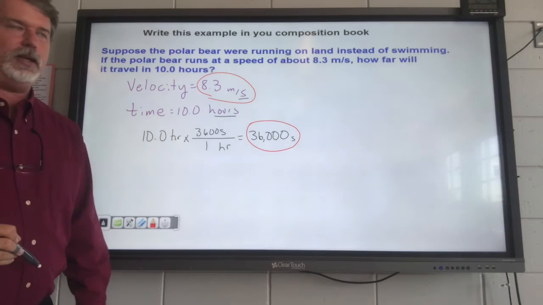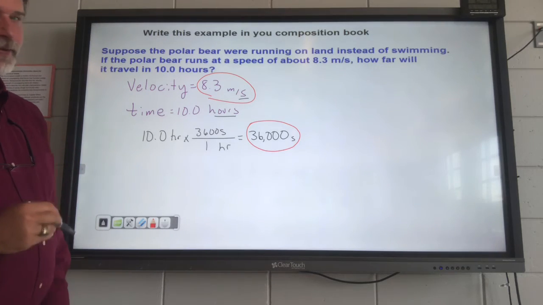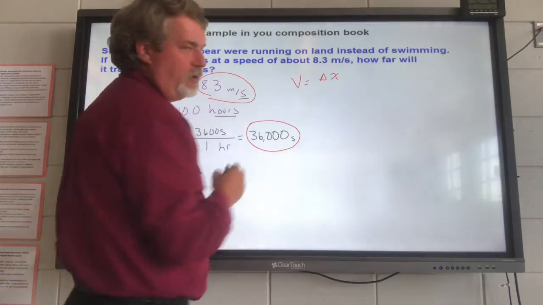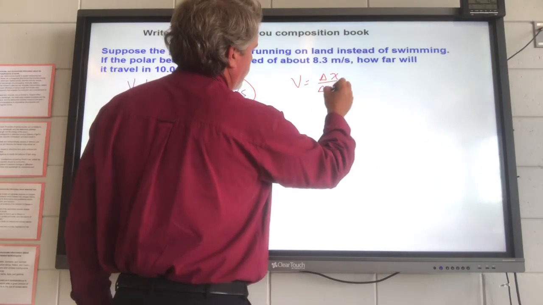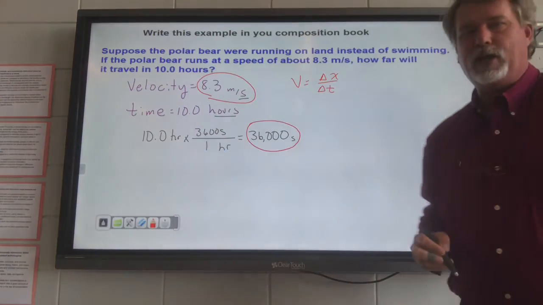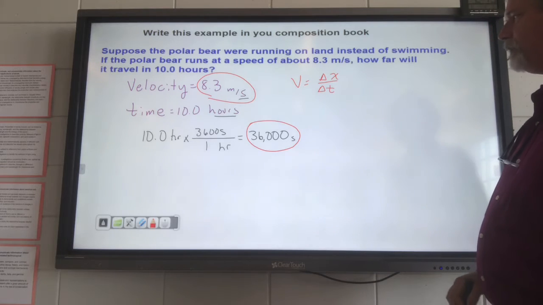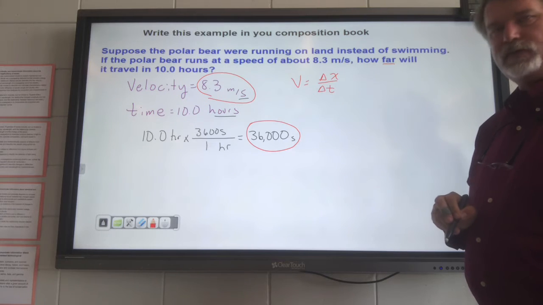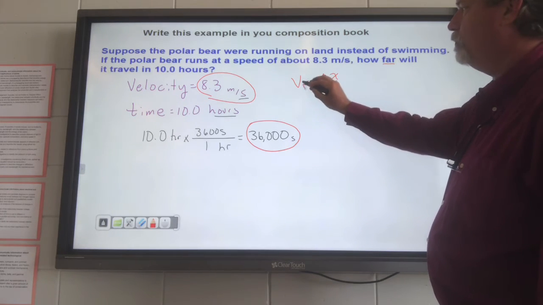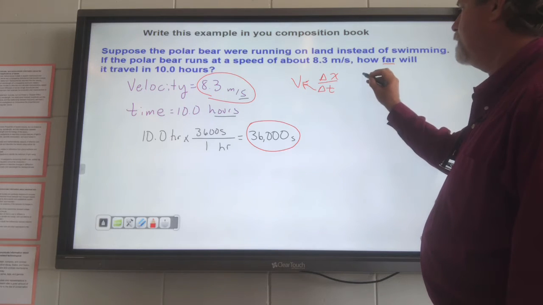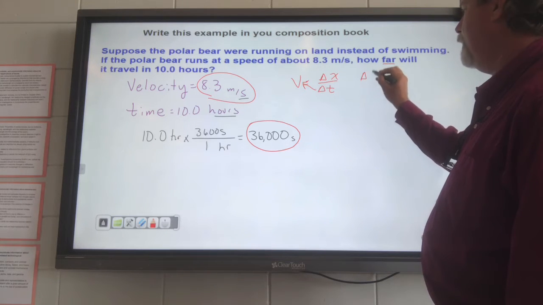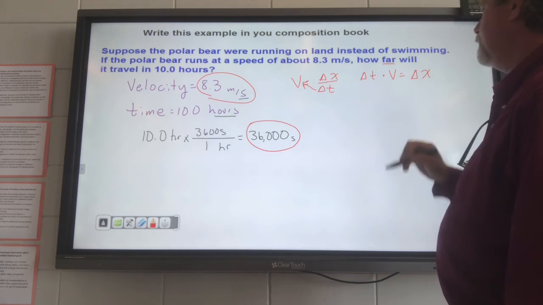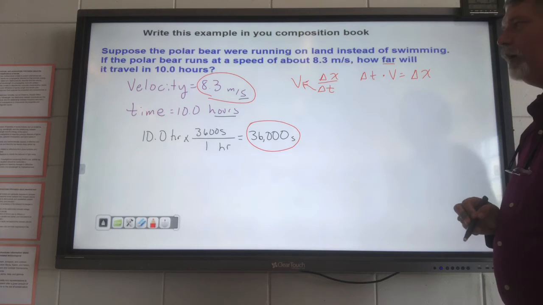Now we need an equation. The equation for this section is velocity is the displacement, or change in distance, over change in time. If you remember, delta x is displacement, and we want to know how far, so that's our delta x. To solve this equation for delta x, we're going to cross multiply. That gives us the change in time times the velocity of the object is equal to the change in distance, or displacement, of the bear.